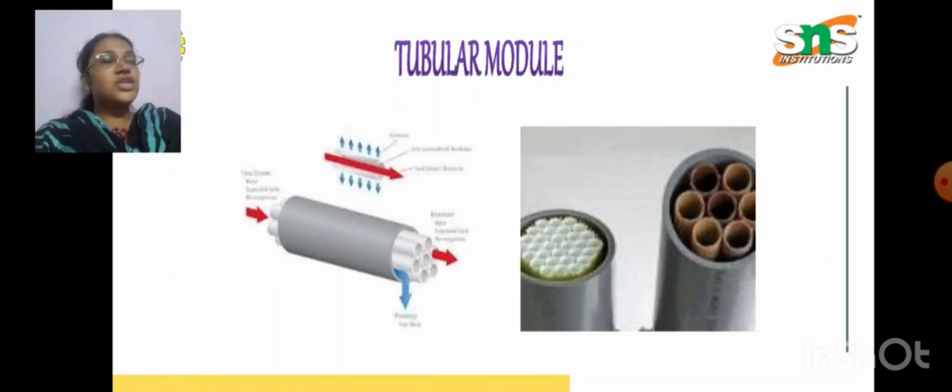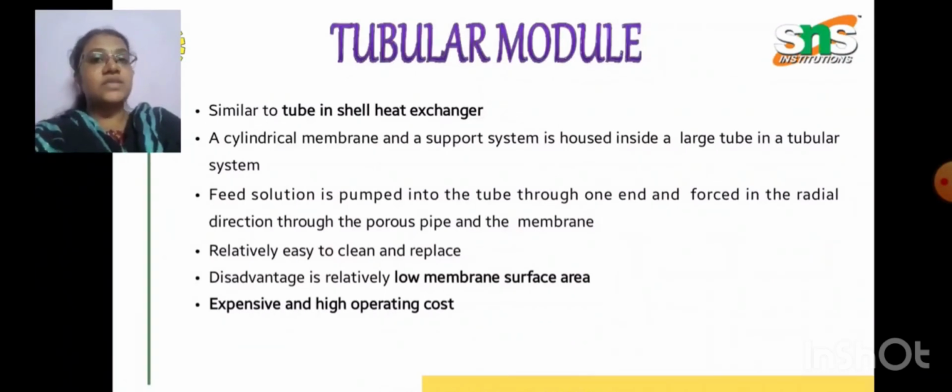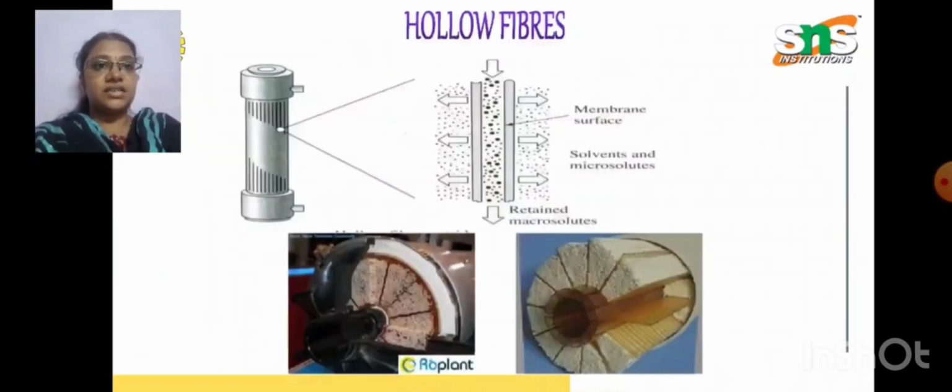This picture indicates the tubular membrane. The tubular membrane is also used in certain fields where we go in for a tube in shell heat exchanger. There they use tubular module membranes. Here the feed solution is pumped into the tube through one end and forced in the radial direction through the porous pipes and the membrane. Relatively, this type is easy to clean and can also be replaced, but it has more expense and high operating cost, and also a low membrane surface area, which acts as a disadvantage.